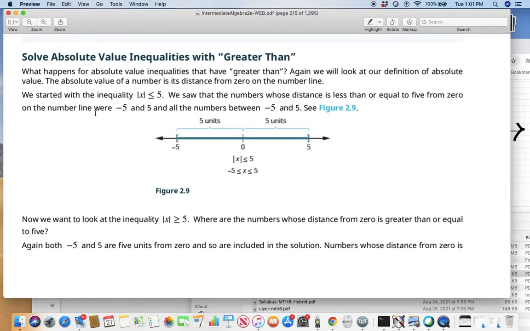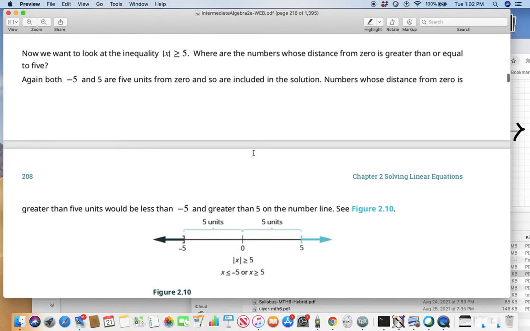Welcome back. Now we want to solve absolute value inequalities with greater than. Notice, if I say absolute value x less than or equal to 5, that means the distance of x from 0 has to be less than or equal to 5. So the most to the right you go is 5, the most to the left you go is negative 5, and you have to hang in between these two numbers for your distance from 0 to be less than or equal to 5.